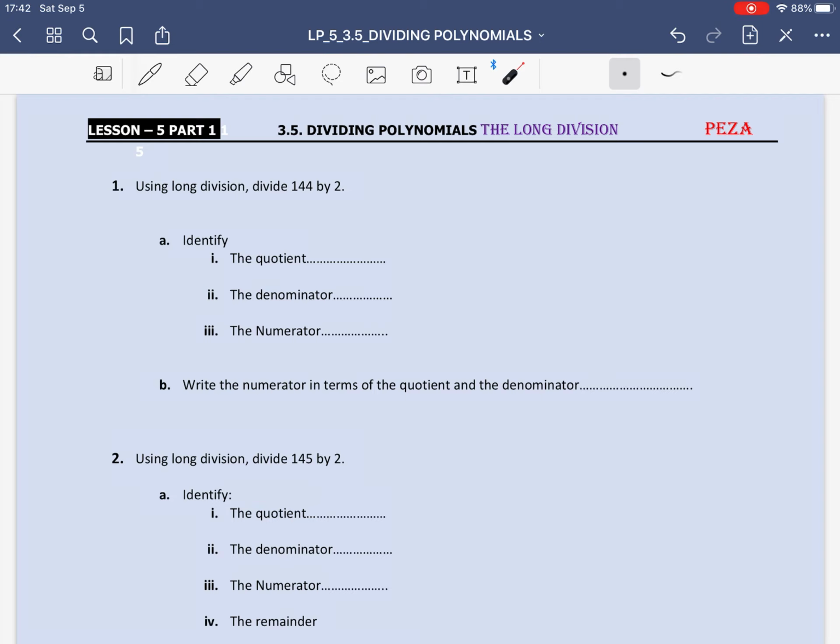First we write the number 144, bracket, 2, straight line. Then we check how many times 2 goes into the first digit. 2 is a single digit number, so 2 goes into 1 zero times. That means we have to stretch to 14. 2 goes into 14 seven times, so 7 will be the first digit of the quotient. 7 times 2 is 14.